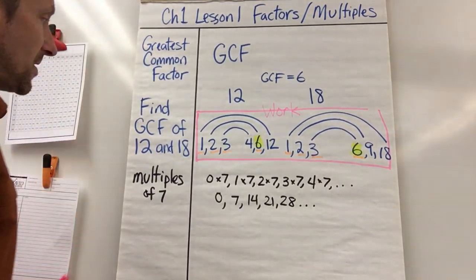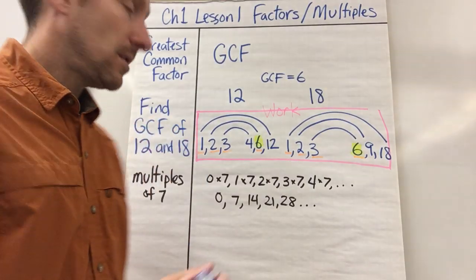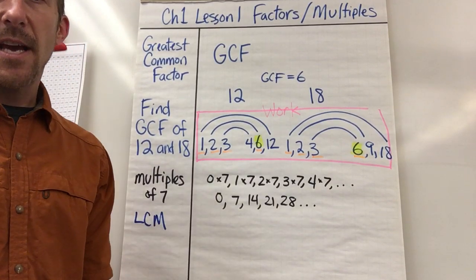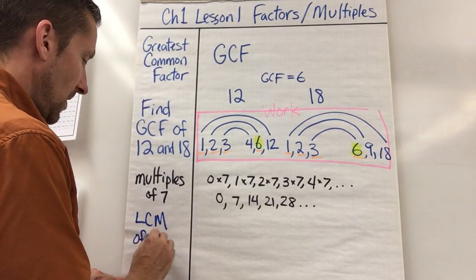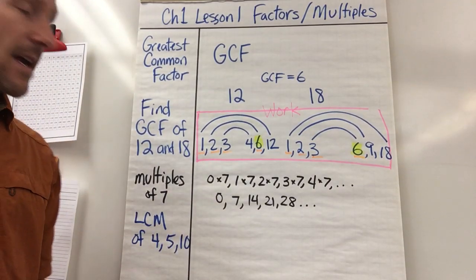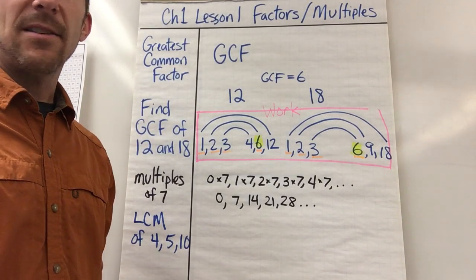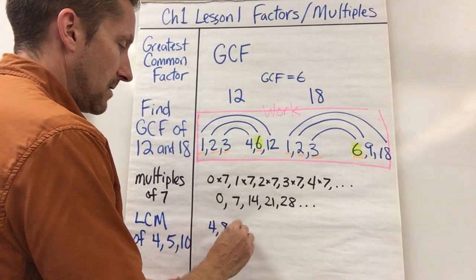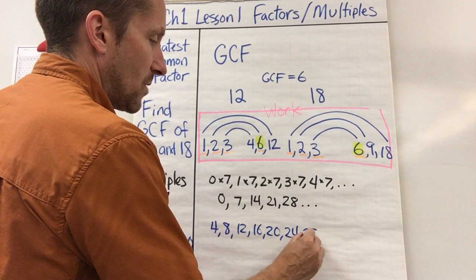The next kind of problem we're going to do is solving least common multiple, which is abbreviated LCM. If I'm finding the least common multiple of 4, 5, and 10, I'm going to skip count by all 3 of those until I find a match, the first match that's in all lists. So I skip count and I write this down. 4, 8, 12, 16, 20, 24, 28. There's a list of 4s.